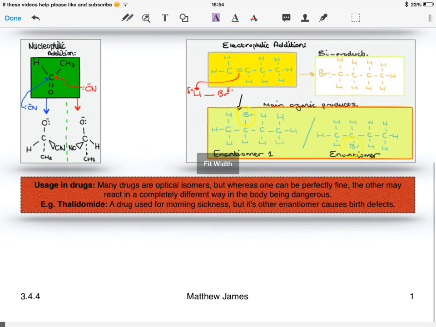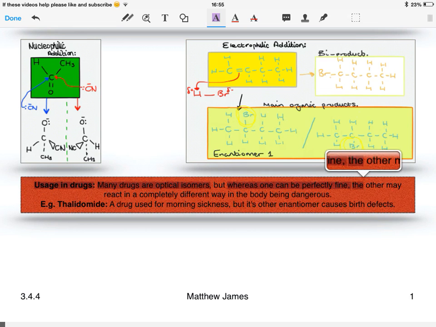Okay, so finally then we need to know about the usage of optical isomers in drugs, and many drugs are optical isomers, or at least have one enantiomer. But whereas one can be perfectly fine for that drug, the other may react in a completely different way in the body, and this is dangerous.